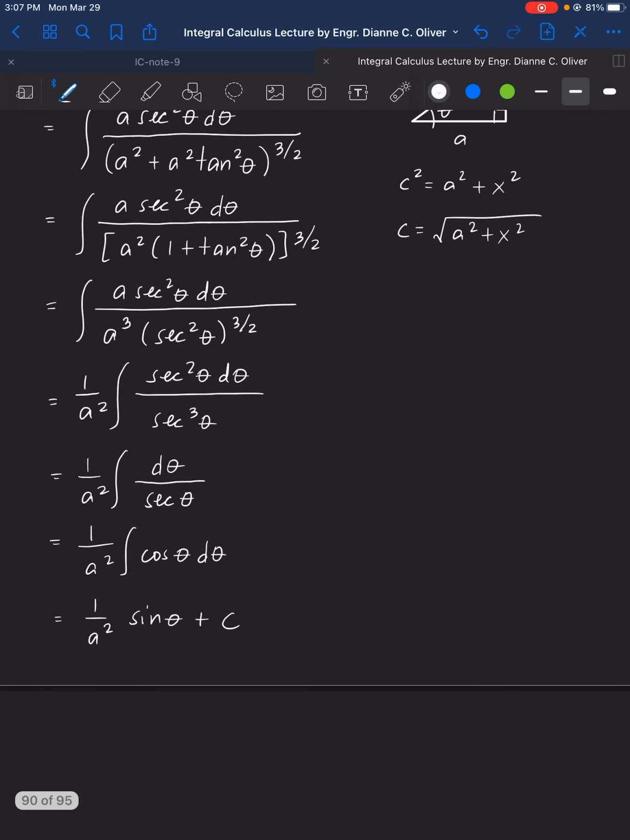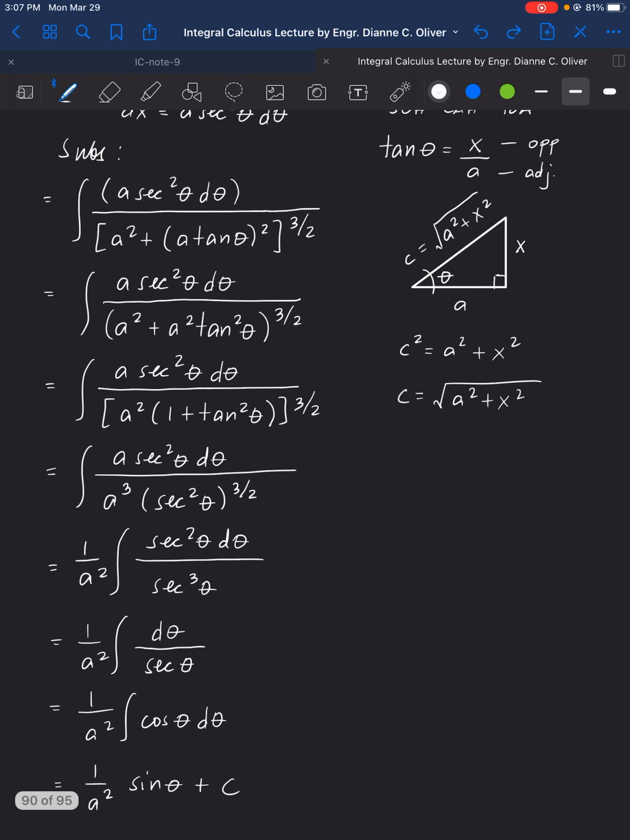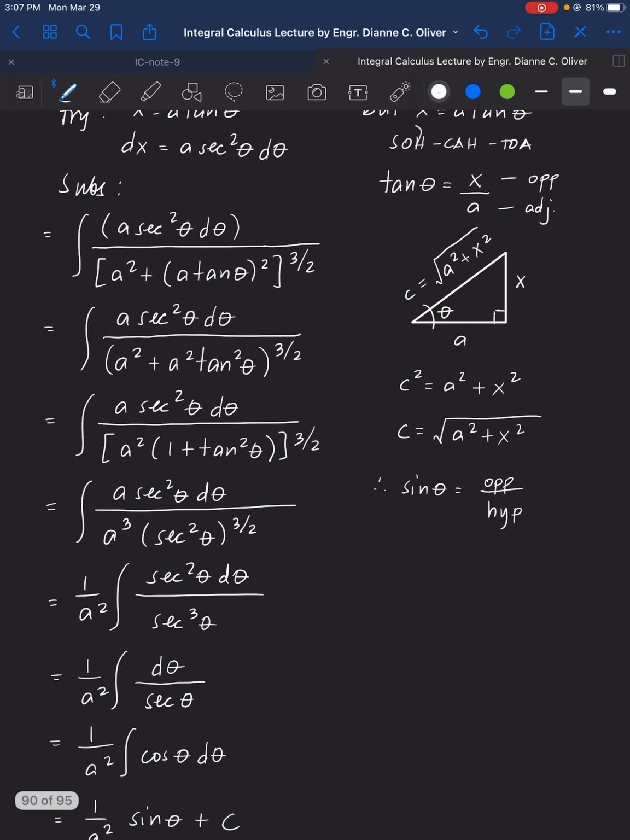Therefore, remember that the answer here is 1 over a squared sine theta. So we're dealing with sine. Therefore, sine theta is opposite over the hypotenuse. It's the SO in SOHCAHTOA. SO means sine theta is equal to opposite over hypotenuse. Therefore, from the triangle, we have sine theta, the opposite is x, and the hypotenuse is the square root of a squared plus x squared.